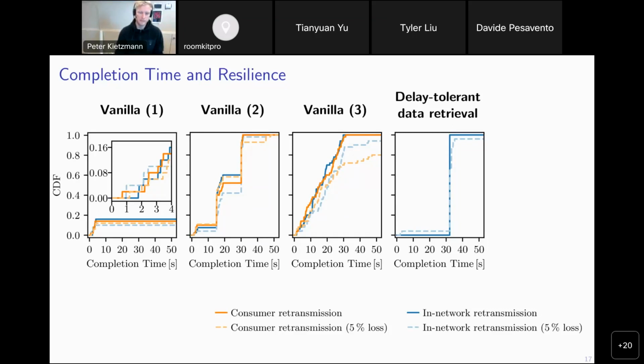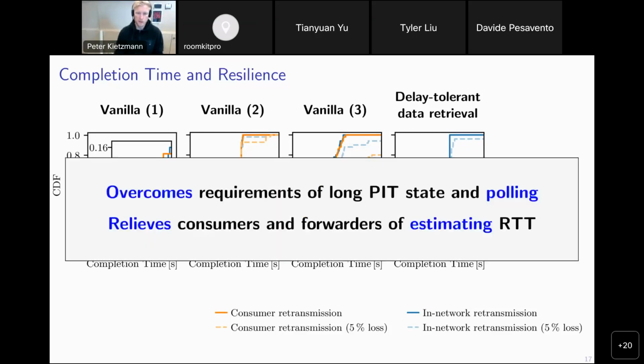Second, 8% of the requests are not satisfied at all, which is actually a simple implementation side effect. More details can be found in our paper. The consumer-initiated delay-tolerant retrieval overcomes requirements for long PIT state and stops blind polling, and further renders consumer or forwarder round-trip time estimation unnecessary and leaves this to the link-aware gateway.